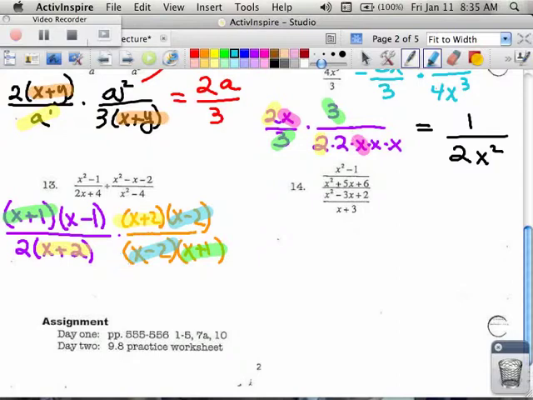And when I'm finally done with this problem, what I notice is that the only thing left on the top is x minus 1, and the only thing left on the bottom is a 2.